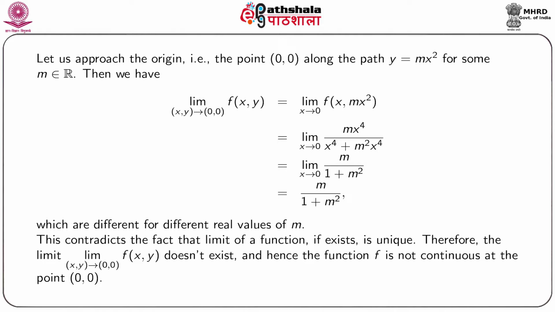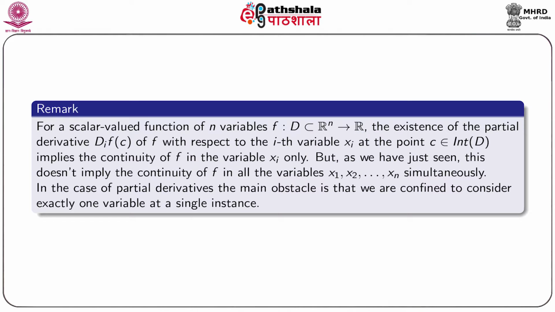But we know that the value of a limit, if it exists, must be unique. So, the limit of f(x, y) as (x, y) approaches the origin does not exist. So, the function is not continuous at the origin. In the previous example, we found that both del f del x and del f del y exist at a point. However, the function was not continuous at that point. We have the following remark.